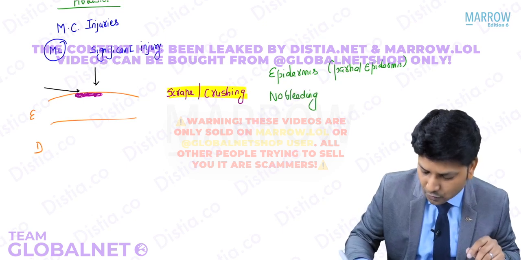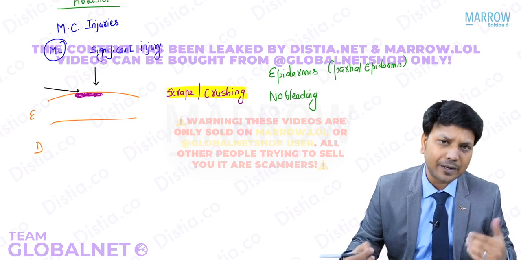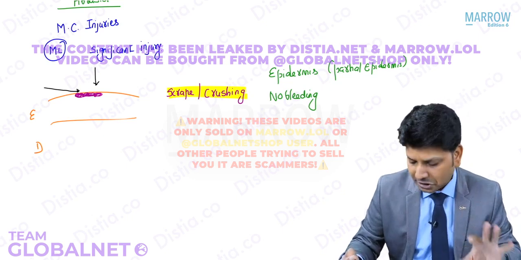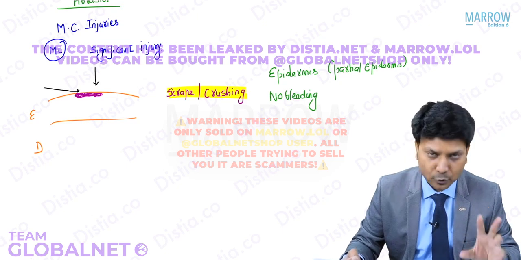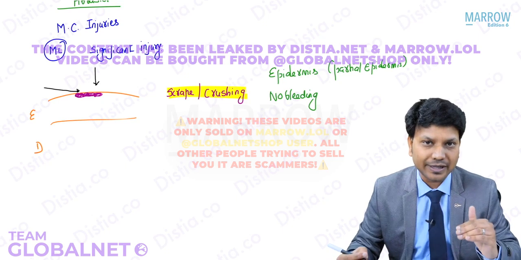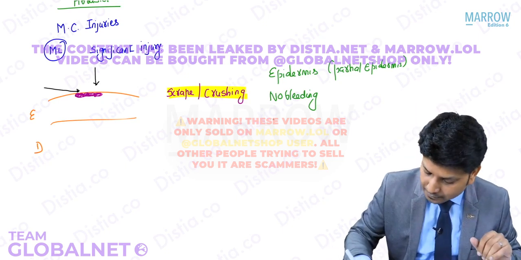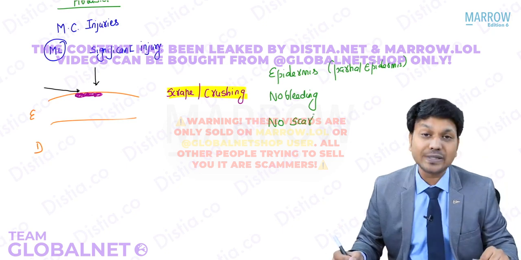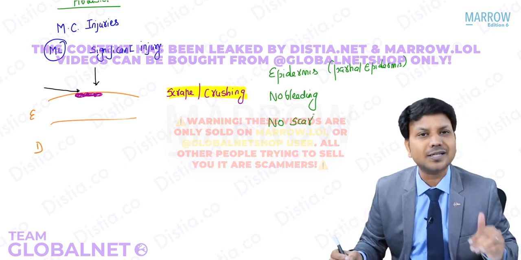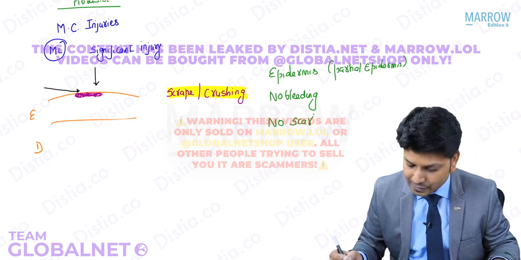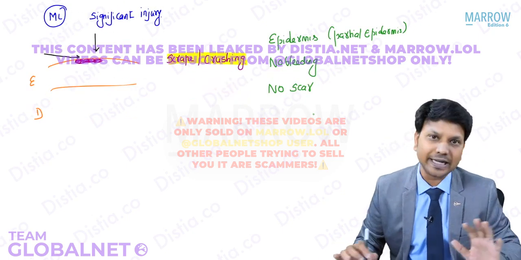Pure abrasions don't actually bleed. If there is any deeper abrasion, it may bleed. You can see some bleeding spots, but usually pure abrasions don't bleed, because they are confined only to the epidermal region, not below that. The most important point is that it doesn't produce any scar. You know the reason? Because it is not involving the dermis. Since it is not involving the dermis, it doesn't produce any kind of scar formation.